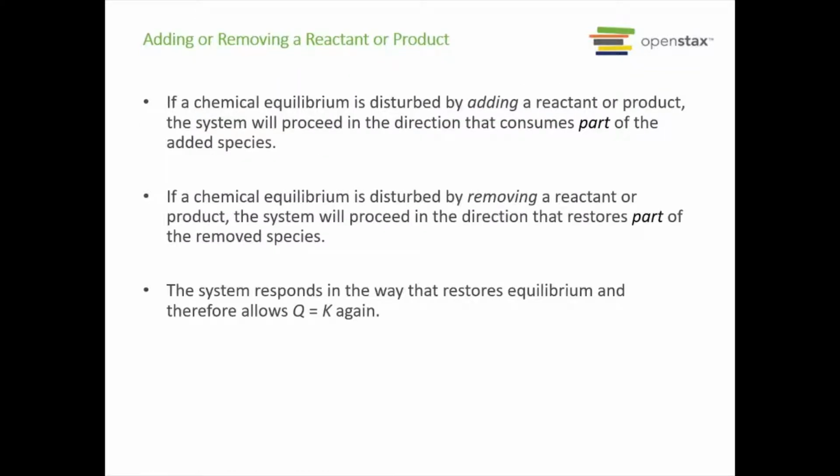So for instance, let's say we add some reactant or product. The reaction is going to proceed in the direction that consumes part of what we added. If we disturb it by removing reactant or product, it's going to proceed in the direction that restores what was removed. So it's going again to respond in a way that restores equilibrium and gets our Q and K equal to each other again.